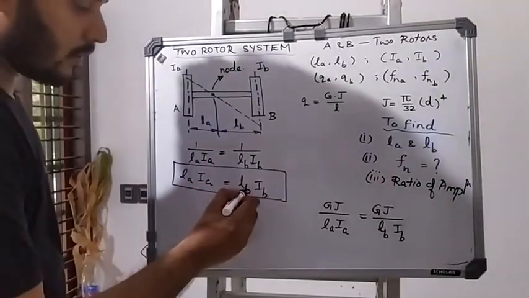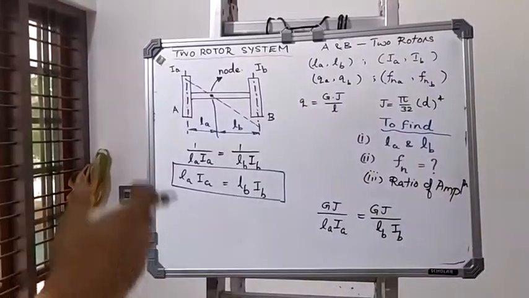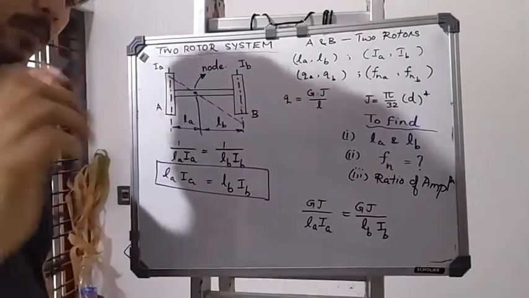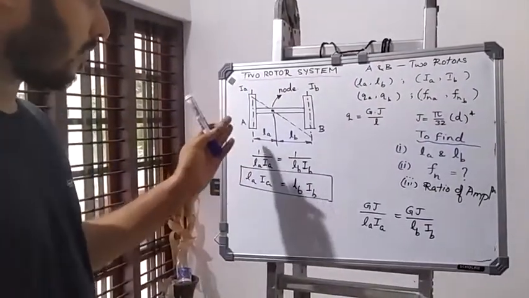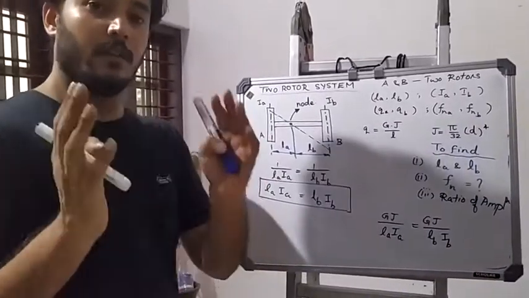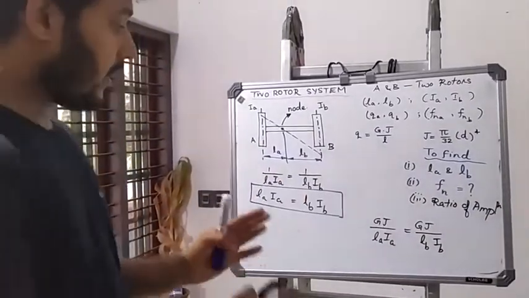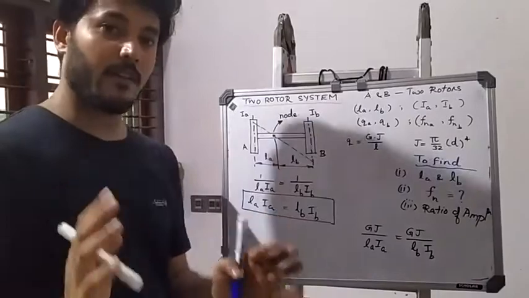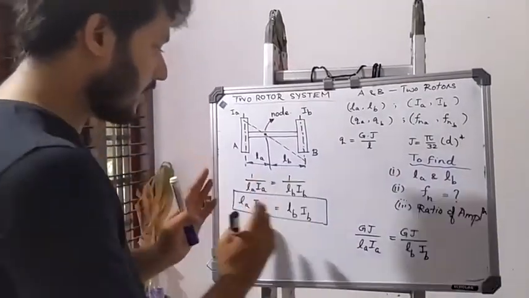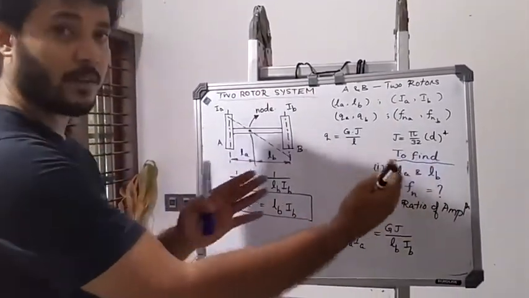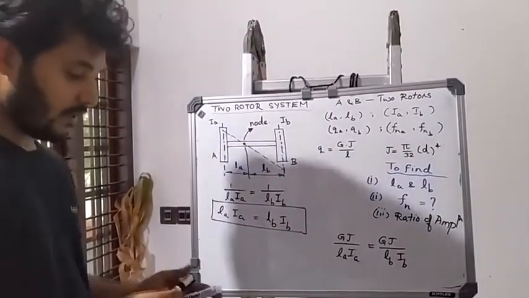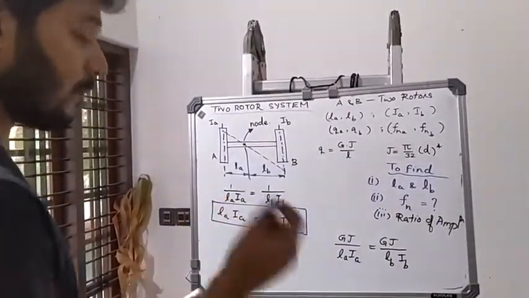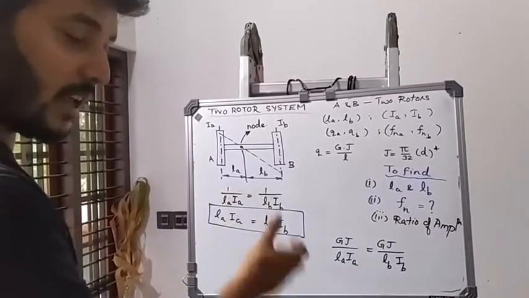The moment of inertia IA and IB, or the data corresponding to the moment of inertia of rotor A and rotor B, will be given. From that we can directly calculate IA and IB from the data given in the question itself. You will be asked to find out LA and LB, that is, the location of the node. So you have two unknowns and one single equation. So we need one more equation to find out LA and LB.